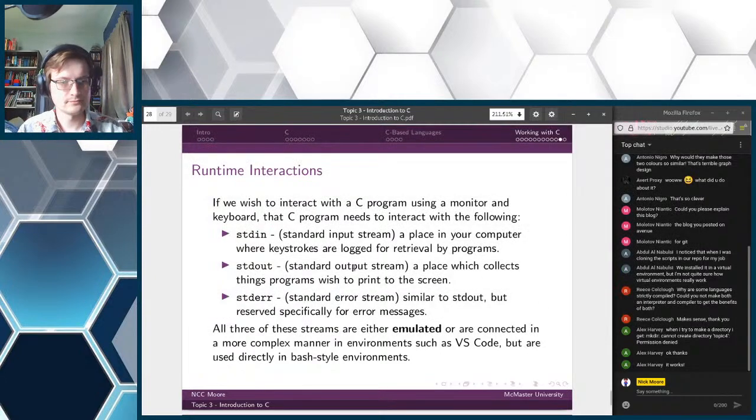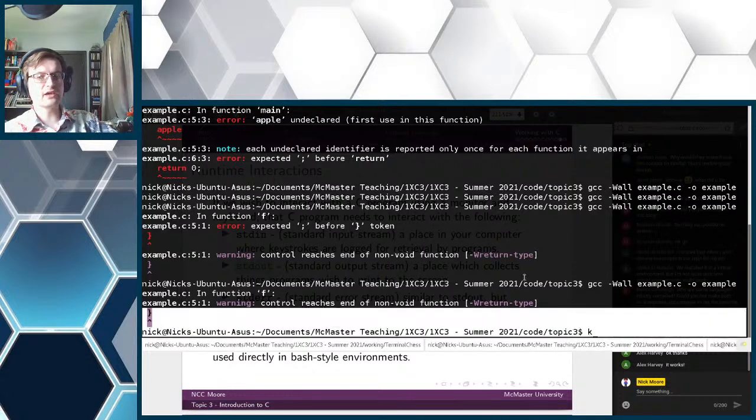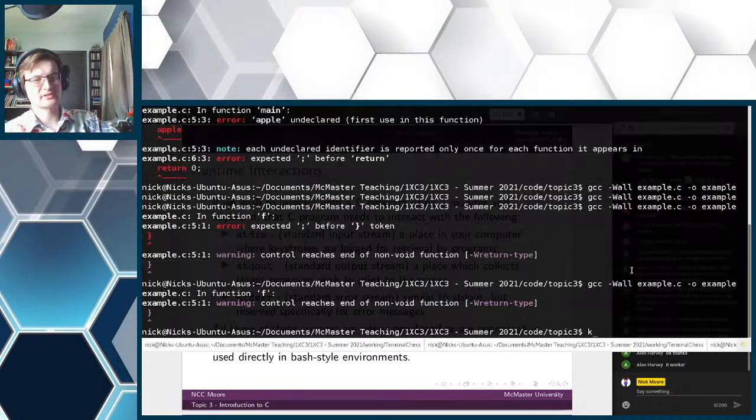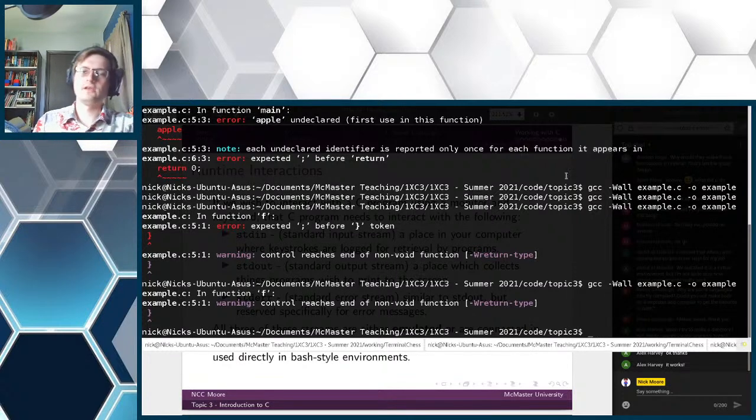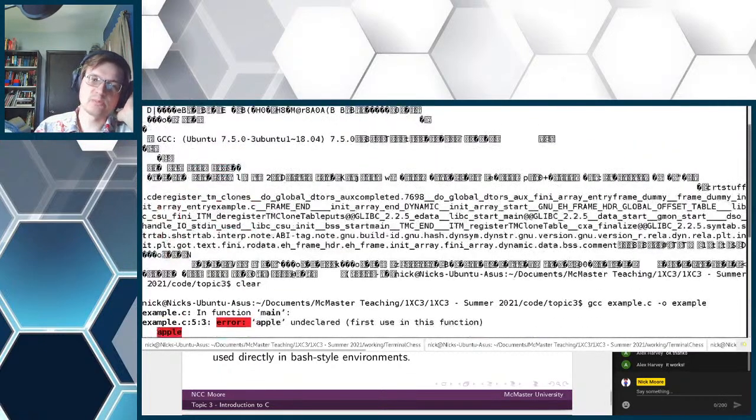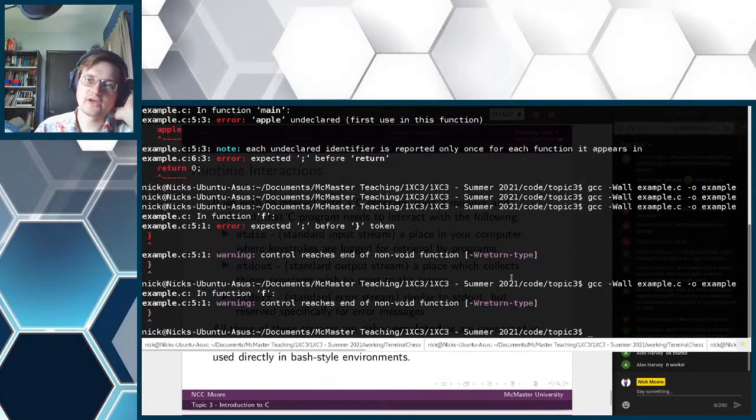So there you go. You also have standard output, the standard output stream. This is a place which collects things programs wish to print to the screen. Everything in here has been written to standard output. A terminal is a view of standard output. Period. We're not going to get into how the monitor actually displays these terminals. That's a different thing. But everything in here has been put in standard output either by a function by a program that I have invoked or by Bash itself. So Bash is also dumping things into standard output and taking things from standard input.